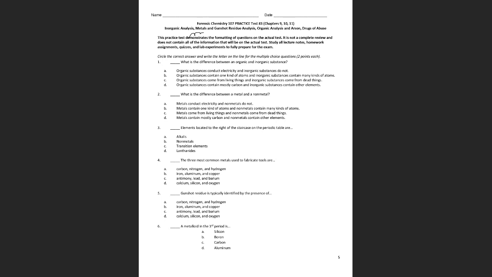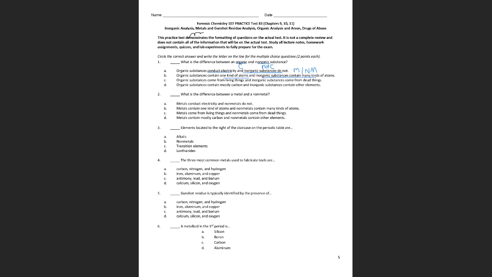Okay, so difference between organic and inorganic substances. When I think of organic, I think of compounds composed primarily of carbon. When I think of inorganic, we're not going to have carbon. So looking through the options, conducting electricity and not conducting electricity, that's metals versus nonmetals. And organic substances contain one kind of atoms, inorganic not necessarily, because you can have an organic compound with carbon, hydrogen, oxygen, nitrogen. So that's not correct.